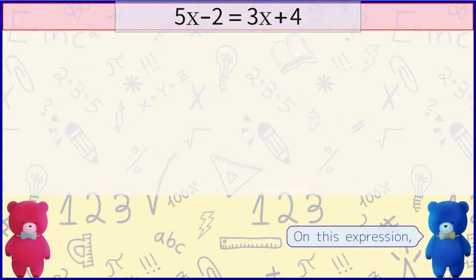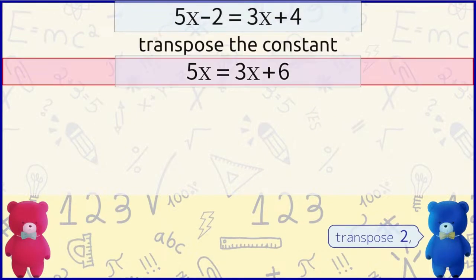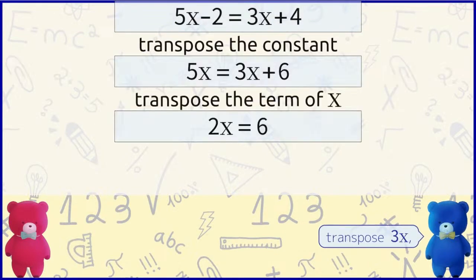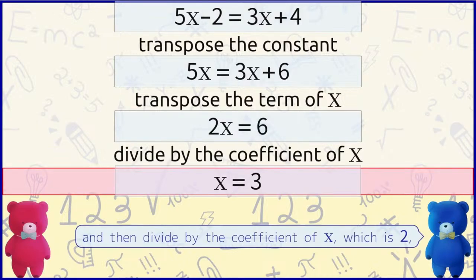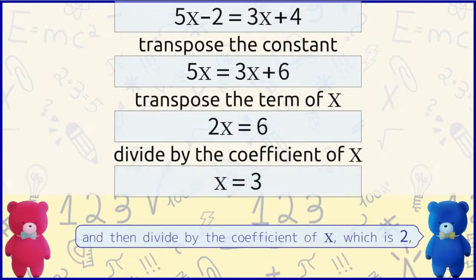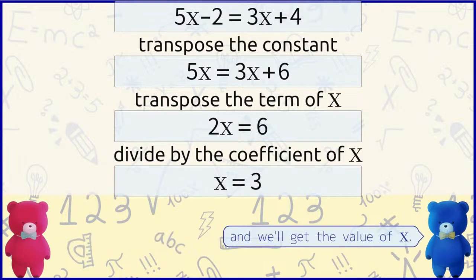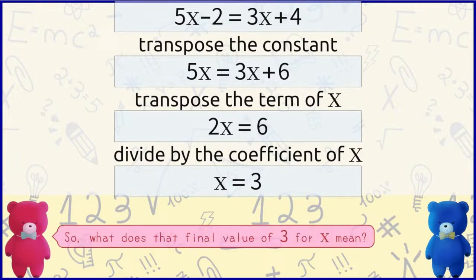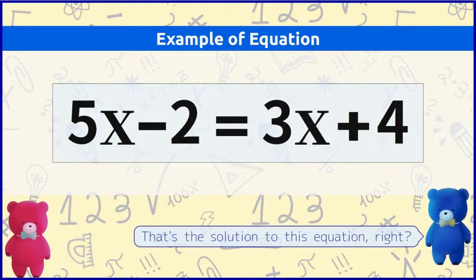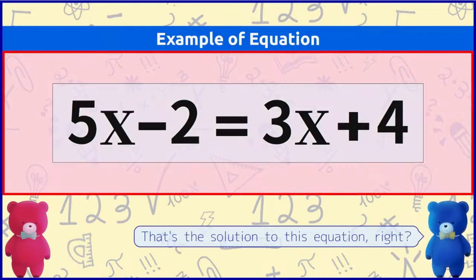On this expression, transpose 2, transpose 3x, and then divide by the coefficient of x, which is 2. And we'll get the value of x. Exactly, that's the correct way to solve an equation. So what does that final value of 3 for x mean? That's the solution to this equation, right?